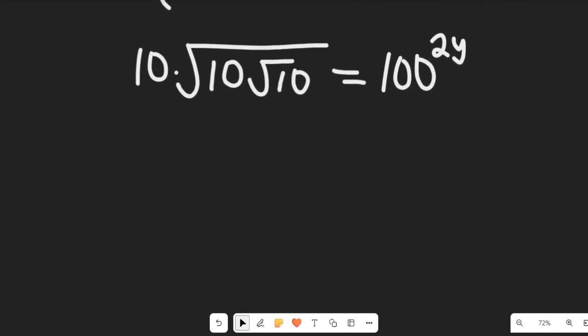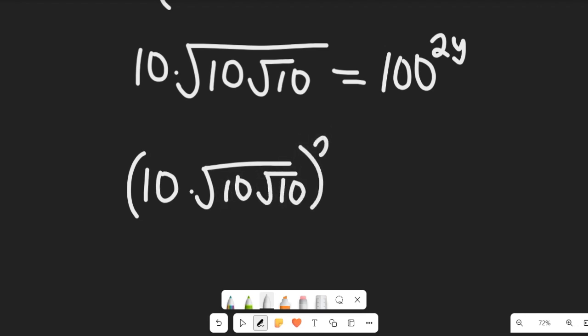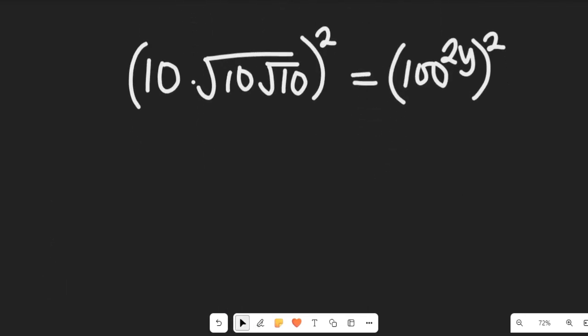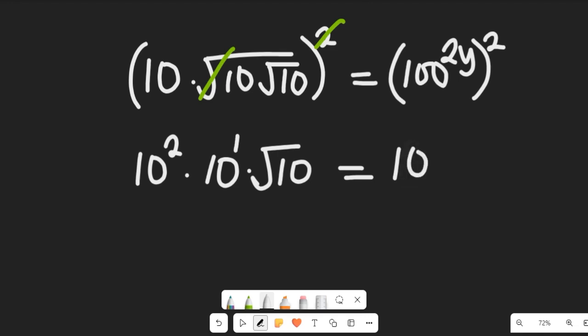Now let's go ahead to square both sides again. If we square both sides, we're going to have 10 multiplied by the square root of 10 multiplied by the square root of 10, all squared, to be equal to 100 to the power of 2y, all squared. This will become 10 to the power of 2 multiplied by, while this clears one of these, we'll be left with 10, which is 10 to the power of 1 multiplied by root 10, and this will be equal to 100 to the power of 4y.